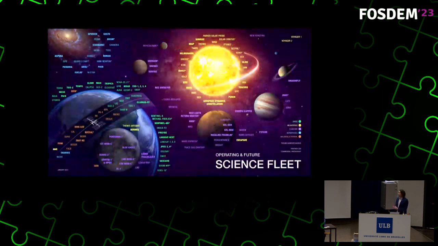And how do we do that? Well, we do it through our fleet of missions. These are the different missions that the Science Mission Directorate has in orbit around the Earth, in orbit around other planets or the Sun, or exploring the universe.